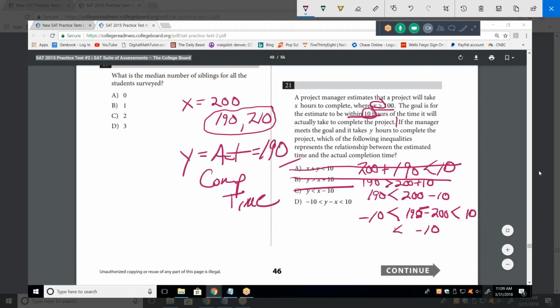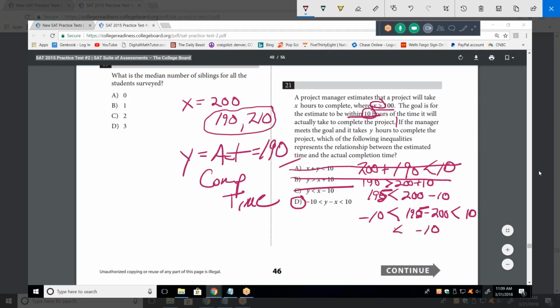Notice you picked 190, but if you'd have picked 195, that's still correct. In other words, D is correct no matter what number you pick between 190 and 210. C, which looked like it was correct, would not have been correct had you picked 195. 195 would not have been less than 200 minus 10.